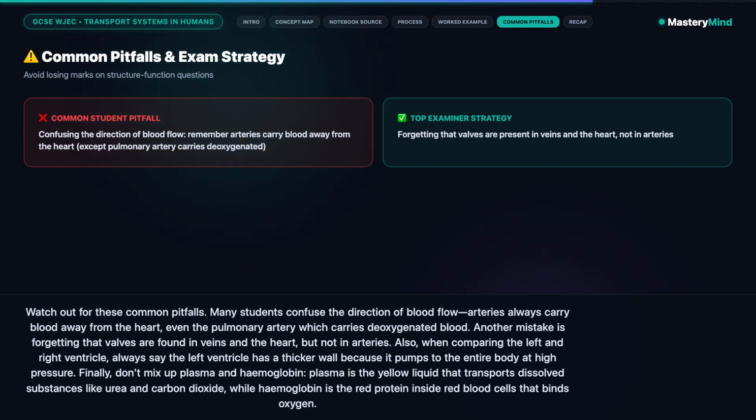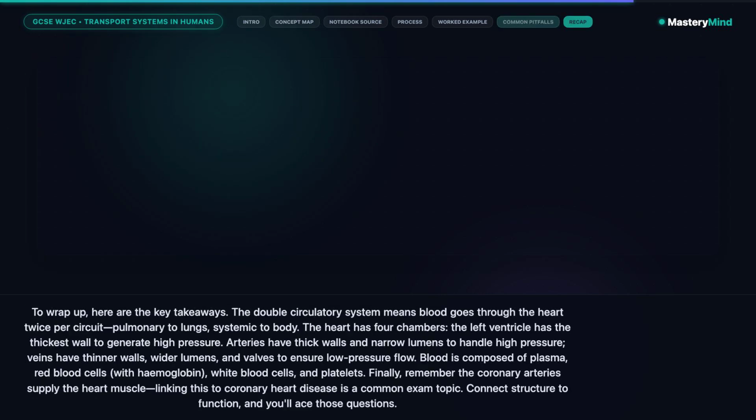Finally, don't mix up plasma and hemoglobin. Plasma is the yellow liquid that transports dissolved substances like urea and carbon dioxide, while hemoglobin is the red protein inside red blood cells that binds oxygen. To wrap up, here are the key takeaways.